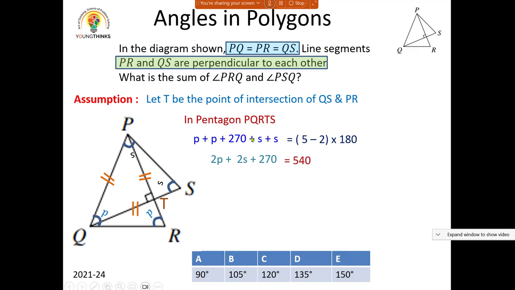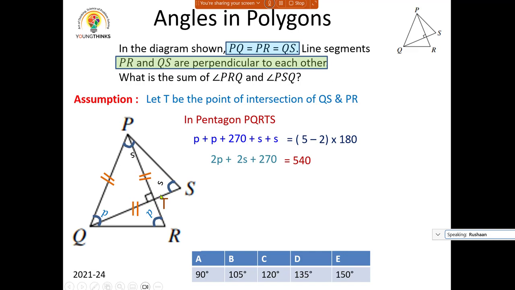Are you okay? Are you happy with this being 270? We are looking at this large angle. Is everyone okay?